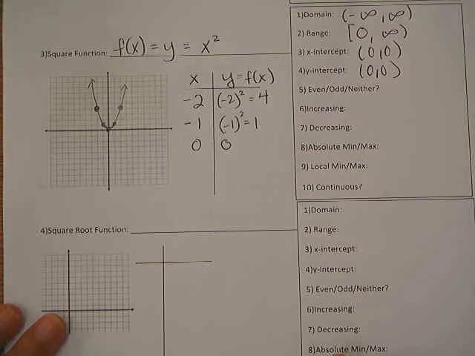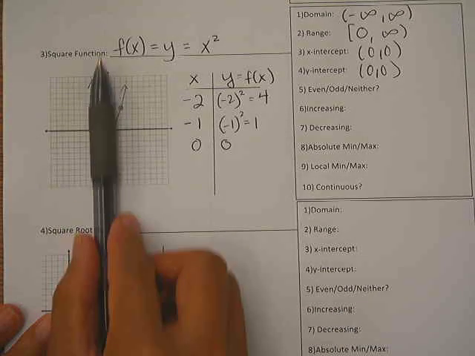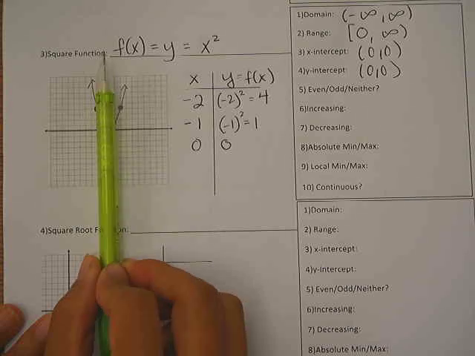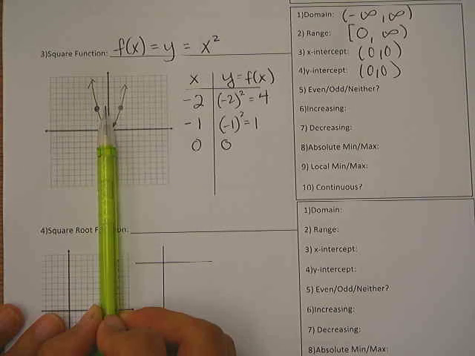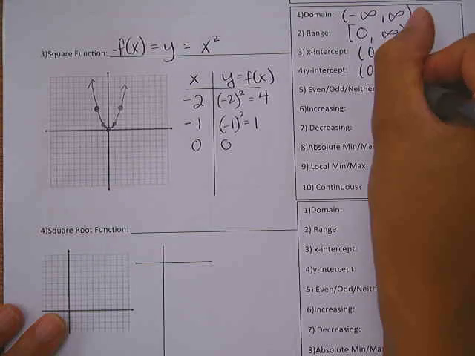Now, is it even, odd, or neither? Even means that if I fold it on the y-axis, oh, I should get a thinner pencil. If I fold it on the y-axis, the left and the right must be identical. In this case, it is, so we know it is even.